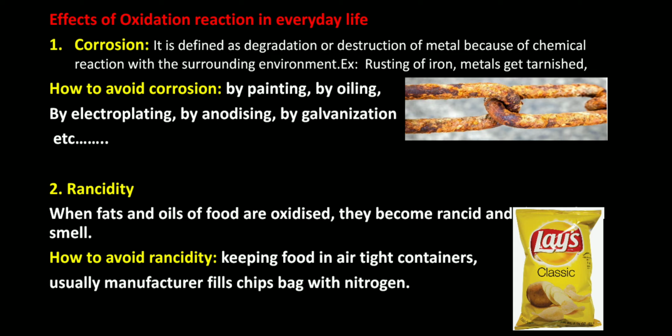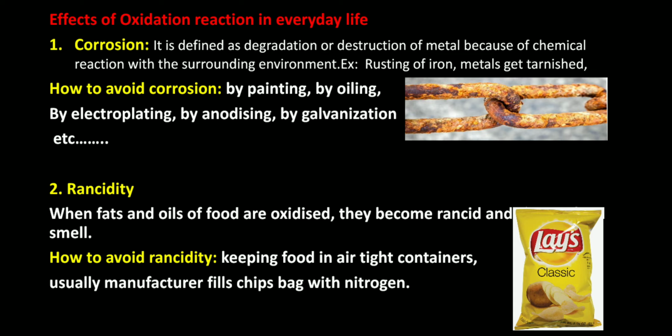There are two examples in everyday life we are observing. Number one is corrosion, number two is rancidity. Then what is meant by corrosion? We are familiar with the name corrosion, that is rusting. It is defined as degradation or destruction of metal because of chemical reaction with the surrounding environment.